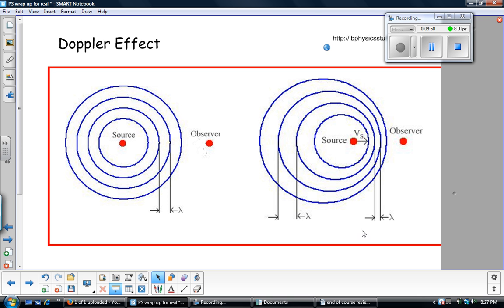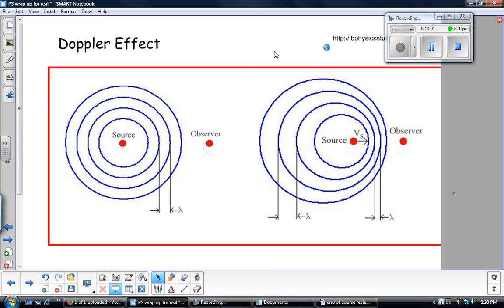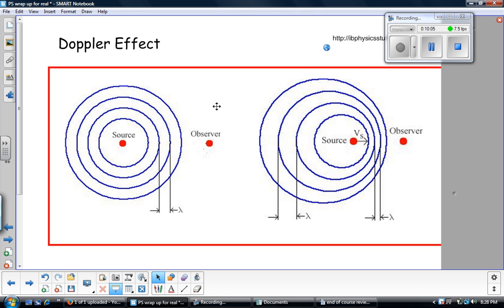And that's why when things go past you, like a race car, you hear the higher pitch and then the lower pitch back here. That phenomenon is called the Doppler effect. And that is a good place to stop.